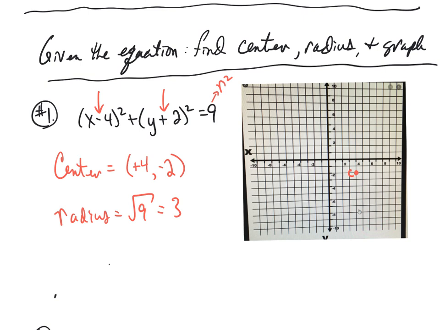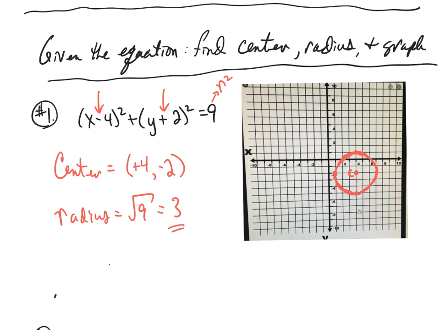And then what I expect out of you guys, from the center, I want you to show me that you understand the radius by going up 3, 1, 2, 3, right 3, 1, 2, 3, down 3, 1, 2, 3, there it is, and left 3, 1, 2, 3. So what I'm going to ask you to do is go up 3, down 3, right 3, left 3, and then through those four points, I'm just going to ask you to do the best you can. Don't need a compass or anything like that. Just do the best you can to sketch in a circle.